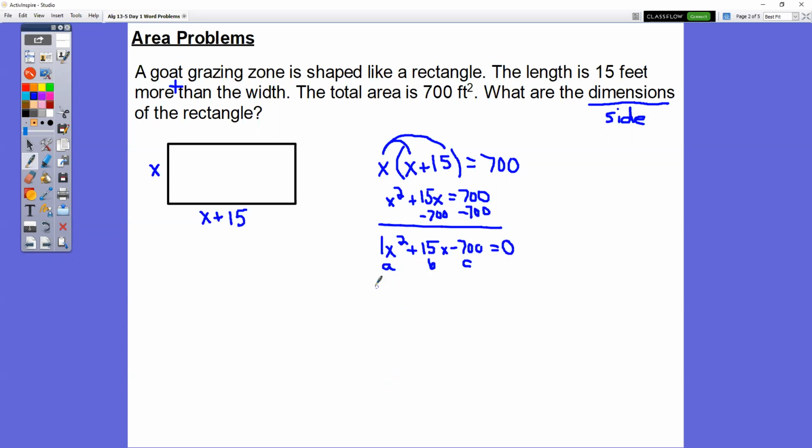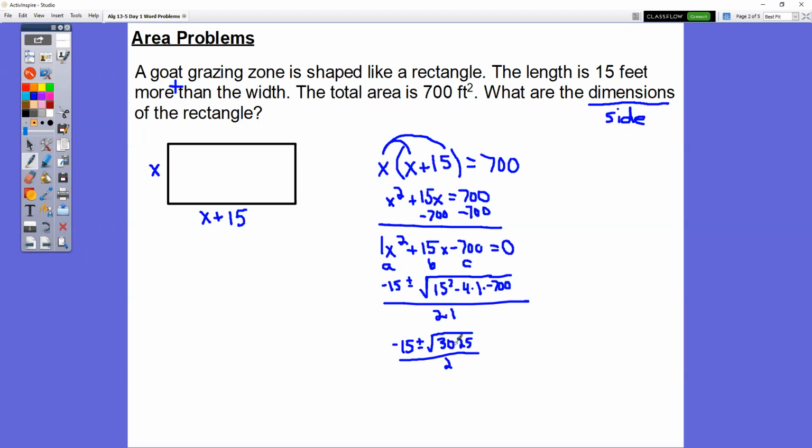So I'm going to do the quadratic formula. Negative B, so negative 15, plus or minus the square root of B squared, so 15 squared, minus 4 times A times C, all over 2A, so 2 times 1. When you type that into the calculator, you end up with negative 15 plus or minus the square root of 15 squared minus 4 times 1 times negative 700, which is really 3,025, and that's all over 2.